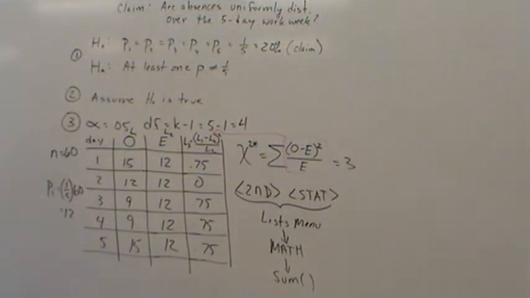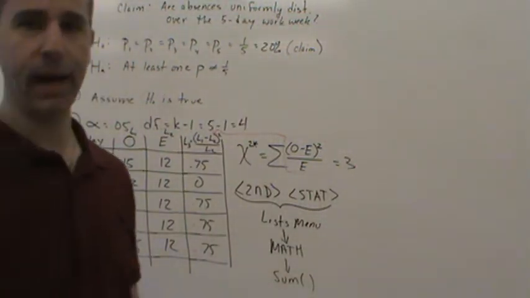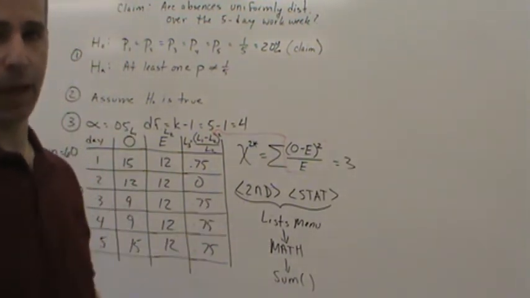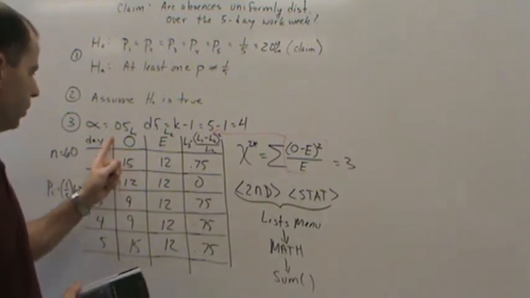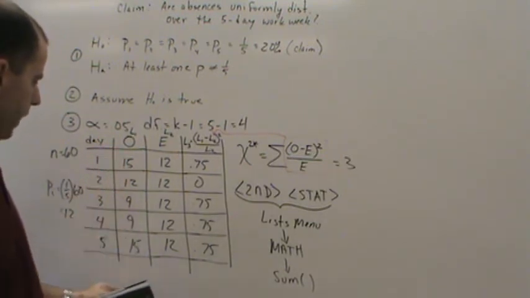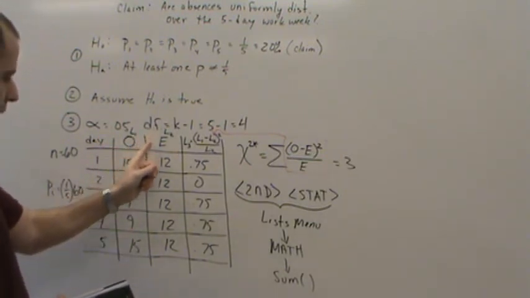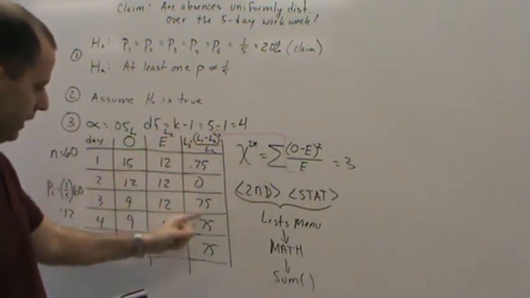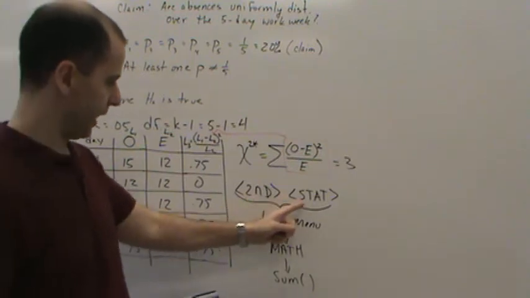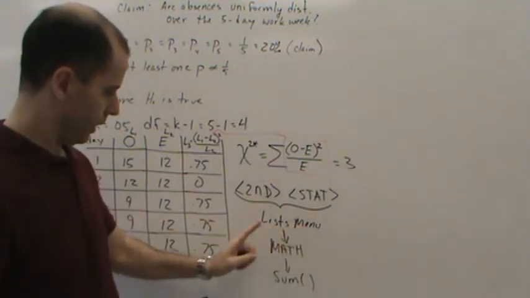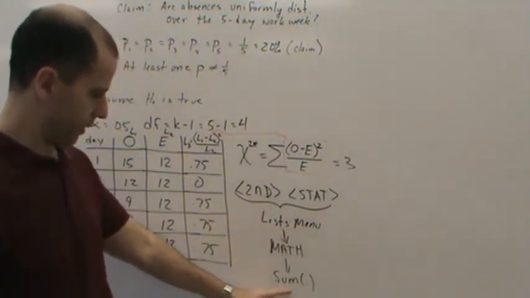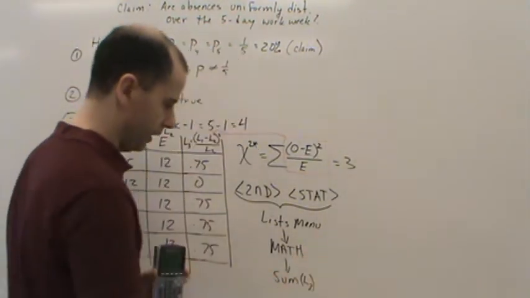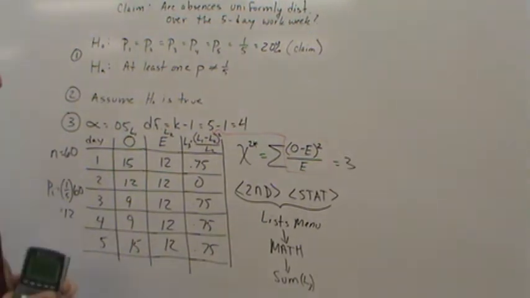Okay? Now, again, it took us a few minutes to go through that, but I'm taking my time. On an exam or doing the homework, this is going to become quick. All you have to do is put your observed values into list 1, your expected values in list 2, do this formula for list 3 and then hit enter, and then just go to second stat, lists menu, math, sum, and just stick L3 into your sum function and you're done.